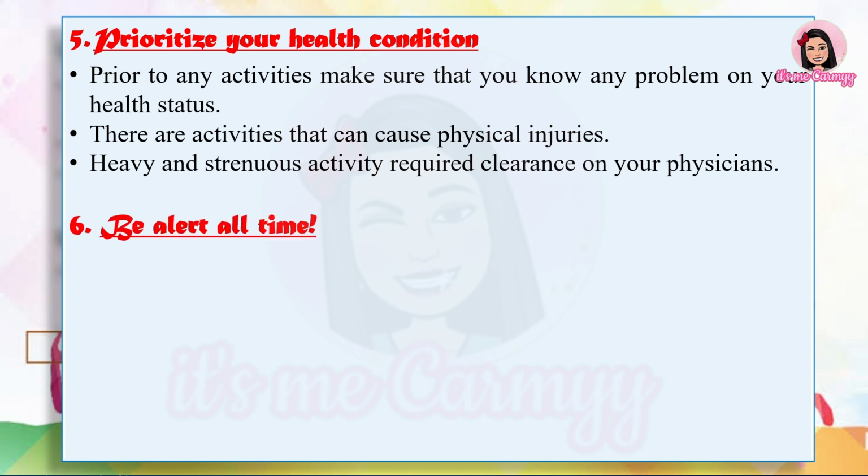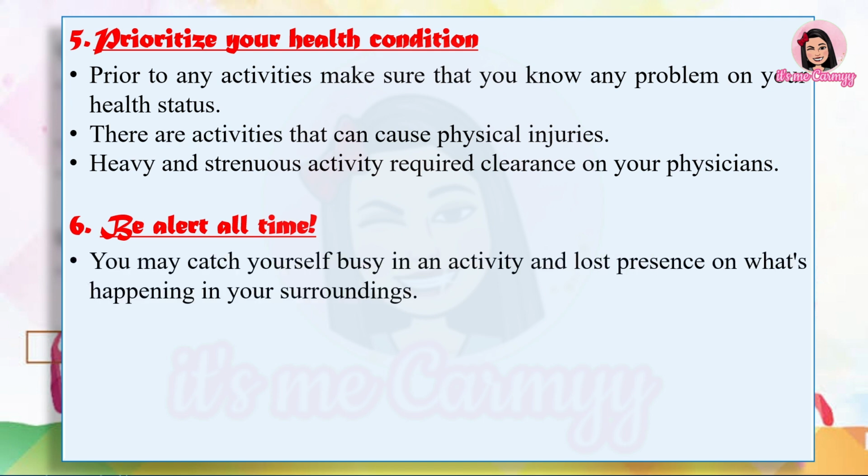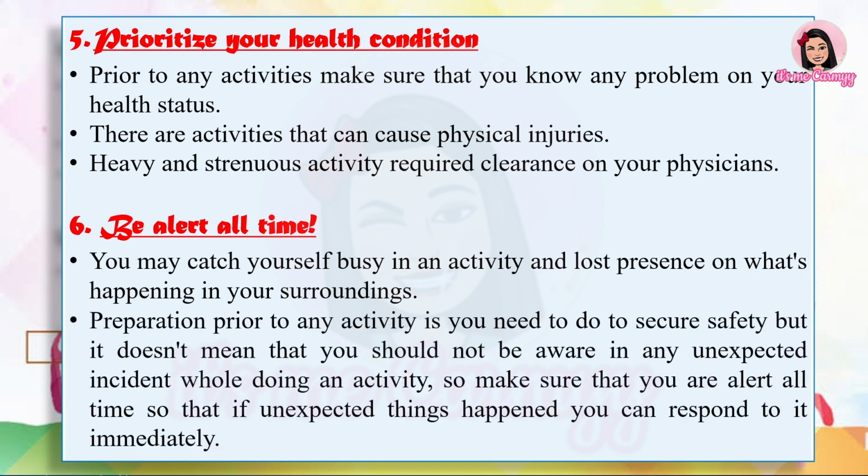Next, number 6, be alert all the time. You may catch yourself busy in an activity and lose awareness of what's happening in your surroundings. Preparation prior to any activity is something you need to do to secure safety, but it doesn't mean that you should not be aware of any unexpected incident while doing an activity. So make sure that you are alert all the time so that if unexpected things happen, you can respond to it immediately.